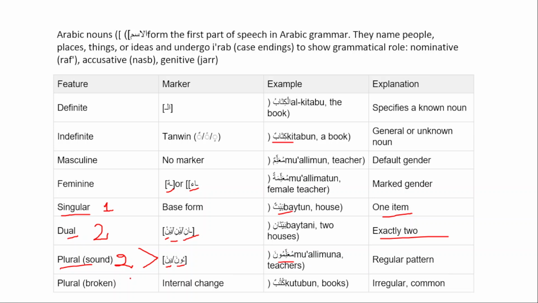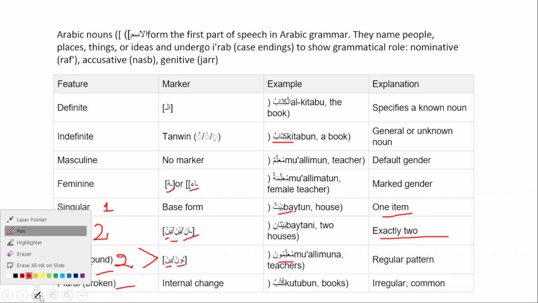Now there are two things which we will discuss in a subsequent video, but for now just remember that the plural is basically sound or broken. Kutubun is a broken plural, irregular, and mu'allimun is sound, right?